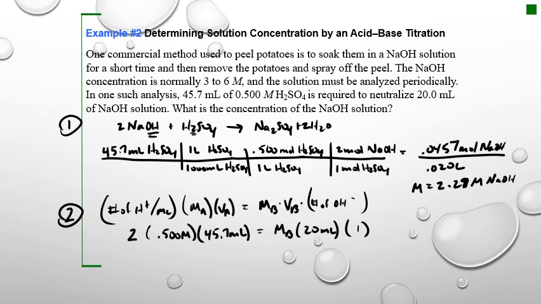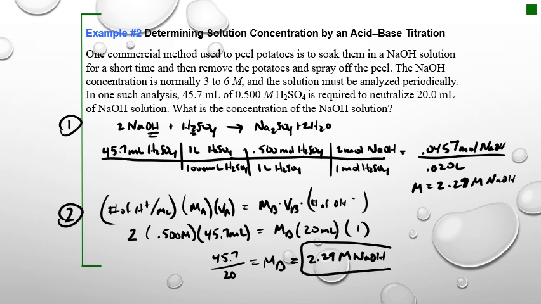So when I take this, 2 times 0.5, that would be 1. So I'd have 45.7 divided by 20. So the molarity of my base would still come out to be approximately 2.29 molar NaOH. So either way, you get the same answer. It's just that the second method is a lot easier to use.